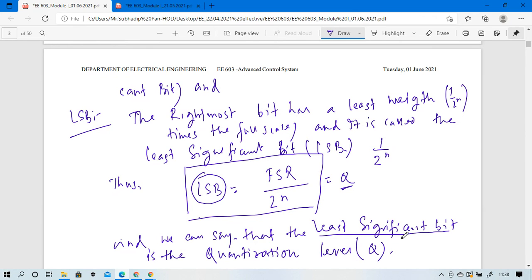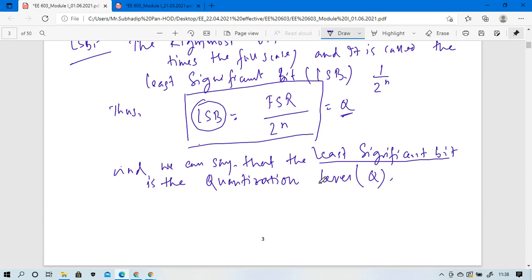I think 2 or 3 classes are required for module 1. Only 2 to 3 classes, then we will start module 2, which will be the Z transformation. The Z transformation will be a very important part of this digital control system. You need to understand these things. So only 2 or 3 classes are left on module 1, then we will discuss the Z transformation.